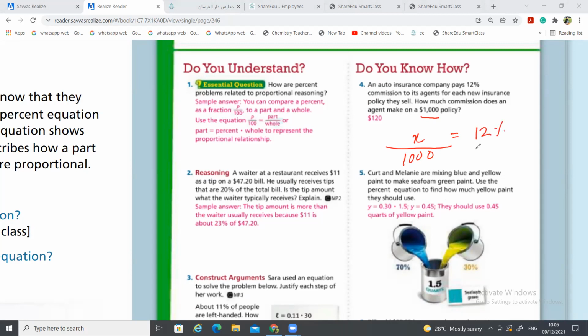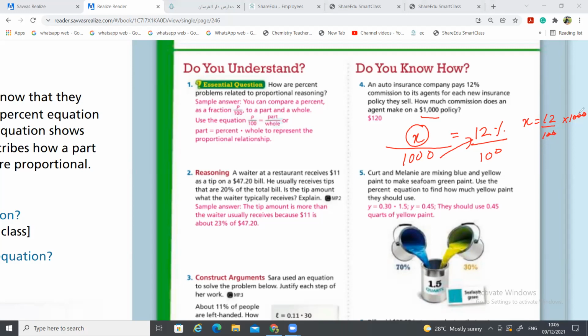Let us do the same way. So how do you get it? X means the part, and the whole is 1,000, right? So X equals 12 over 100 times 1,000. My main intention is when you see a letter all alone, you need to make it more alone. If I need to make X alone, where will 1,000 go? To the other side. When it is going, the division becomes multiplication.